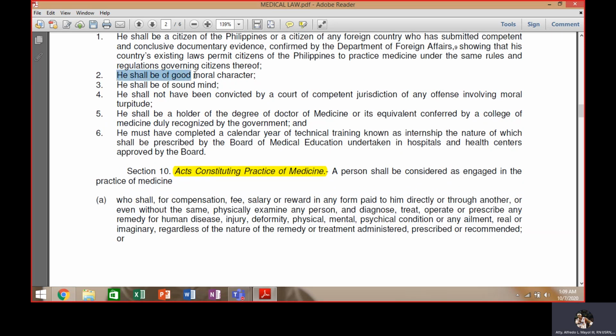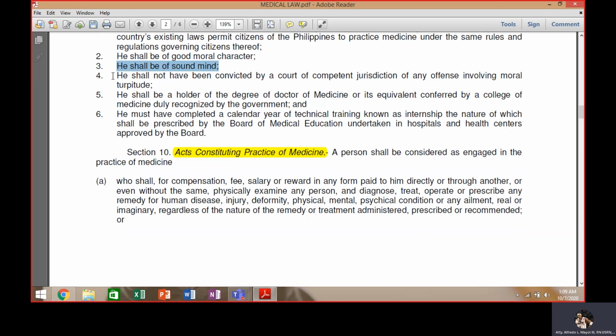Second, he shall be of good moral character. Like what I've said before, good moral character is a continuing requirement, okay? As a student, as a doctor, as you practice medicine. Next, he shall be of sound mind. Okay? Next, he shall not have been convicted by a court of competent jurisdiction of any offense involving moral turpitude.